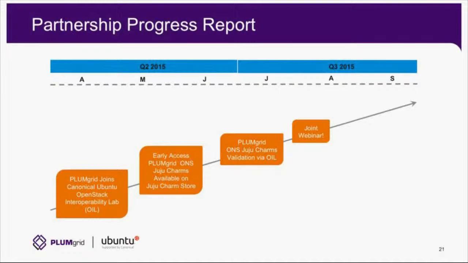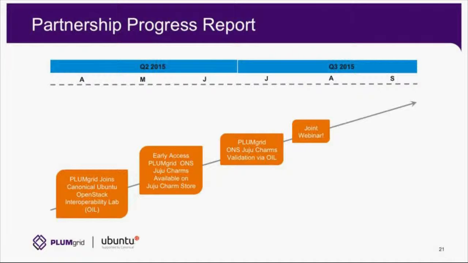So let's talk about what PLUMgrid and Ubuntu have been doing. Our first public announcement was that we joined Oil in the middle of April, and we joined the other ecosystem partners who really believe in this concept of interoperability and testing upstream, because we've seen ourselves the challenges you have if you just show up at a customer site and try to deploy OpenStack and our solution together. There are a lot of moving parts. All these things need to shake out, and the more testing you do upstream, the better experience you will have. So Oil is something that we really believed in.